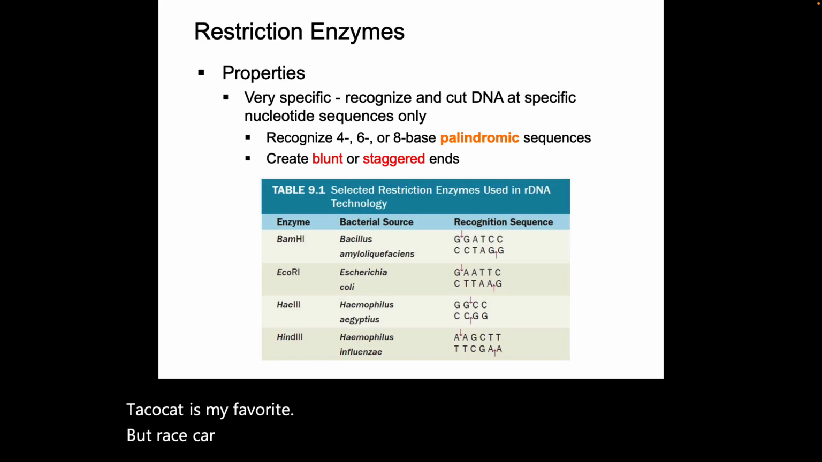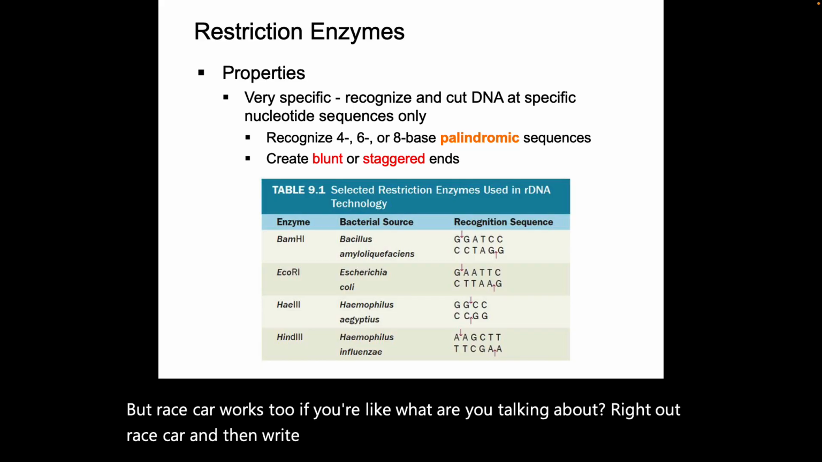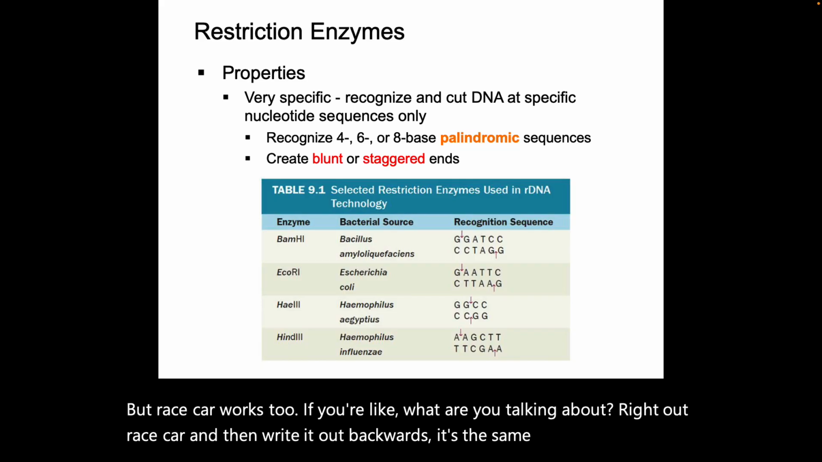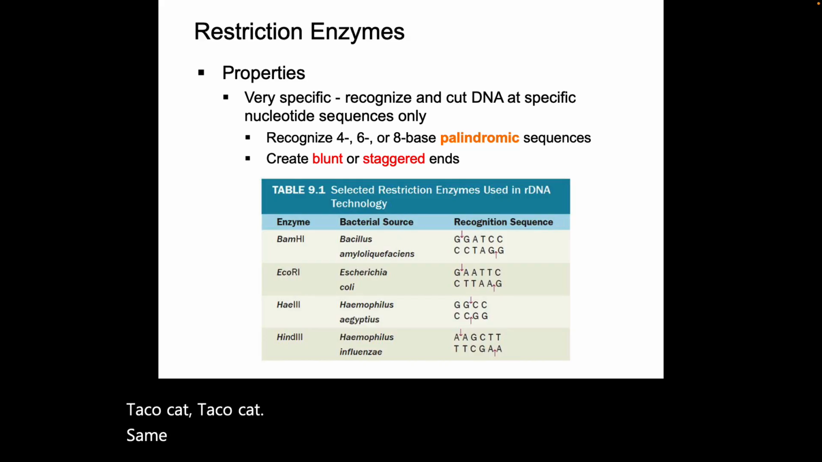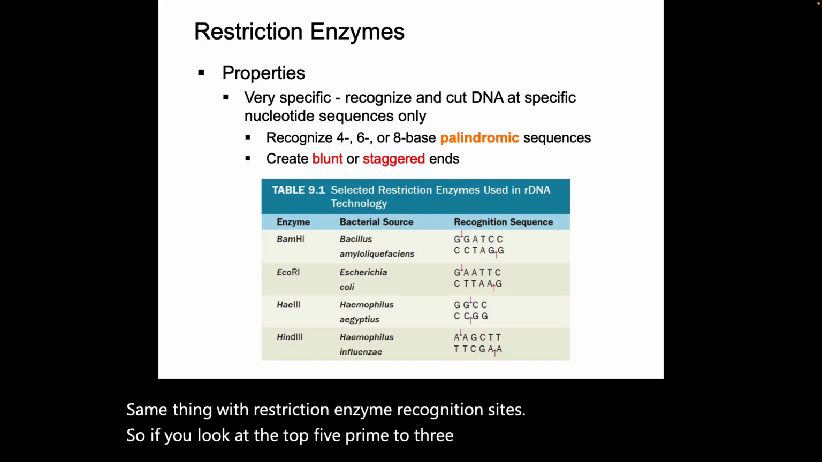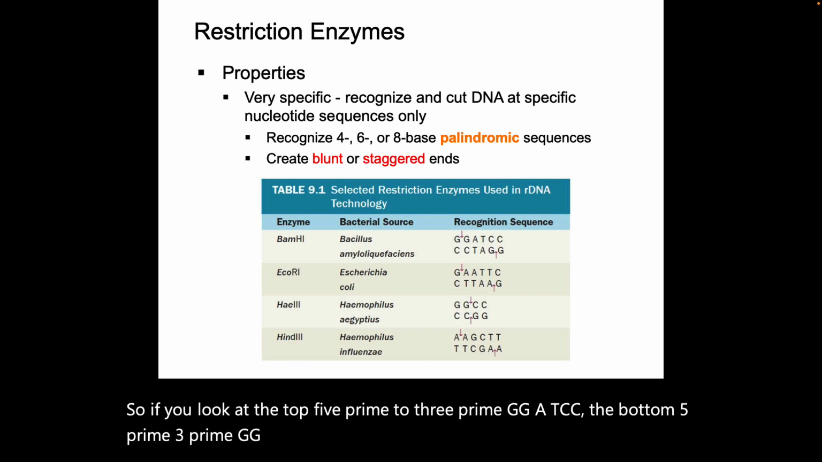If you're like, what are you talking about? Write out race car and then write it out backwards, it's the same. Race car, taco cat. Same thing with restriction enzyme recognition sites. So if you look at the top, 5' to 3', G, G, A, T, C, C. The bottom, 5' to 3', G, G, A, T, C, C. It's palindromic.